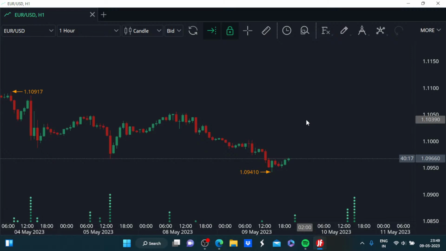Now to add this indicator, all you need to do is a quick search. Simply type in Inertia.